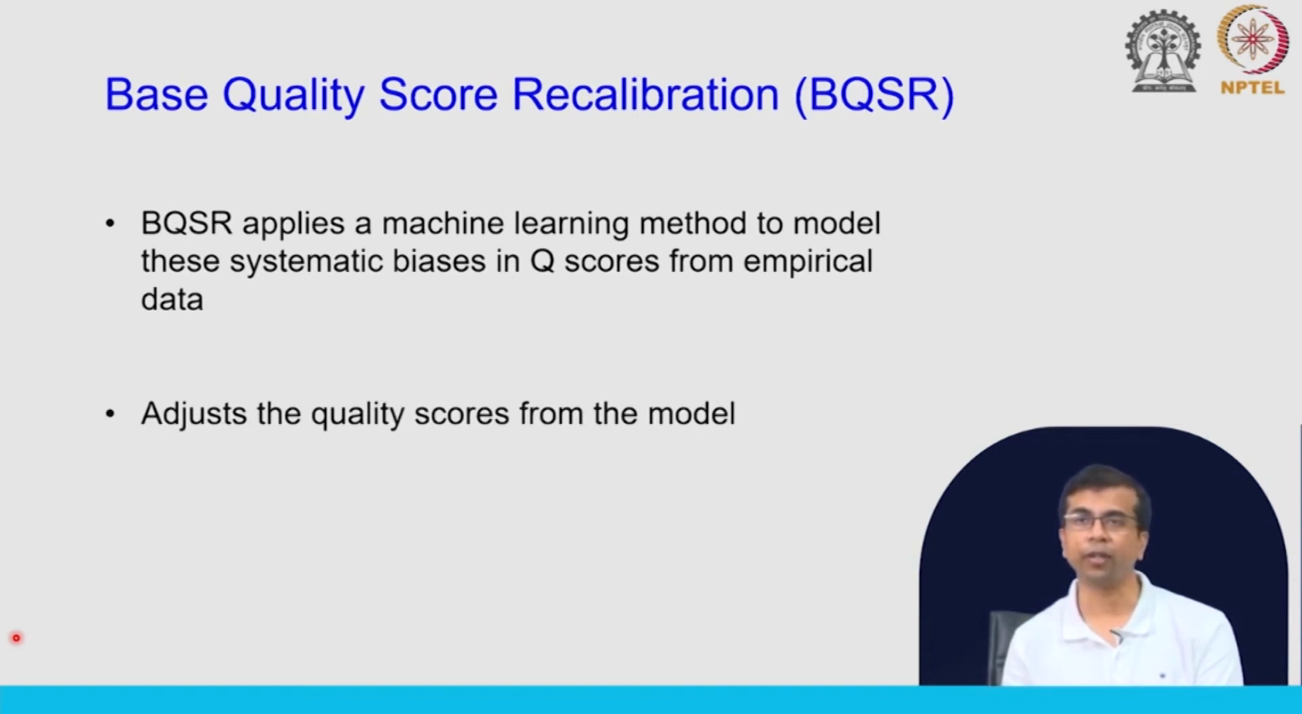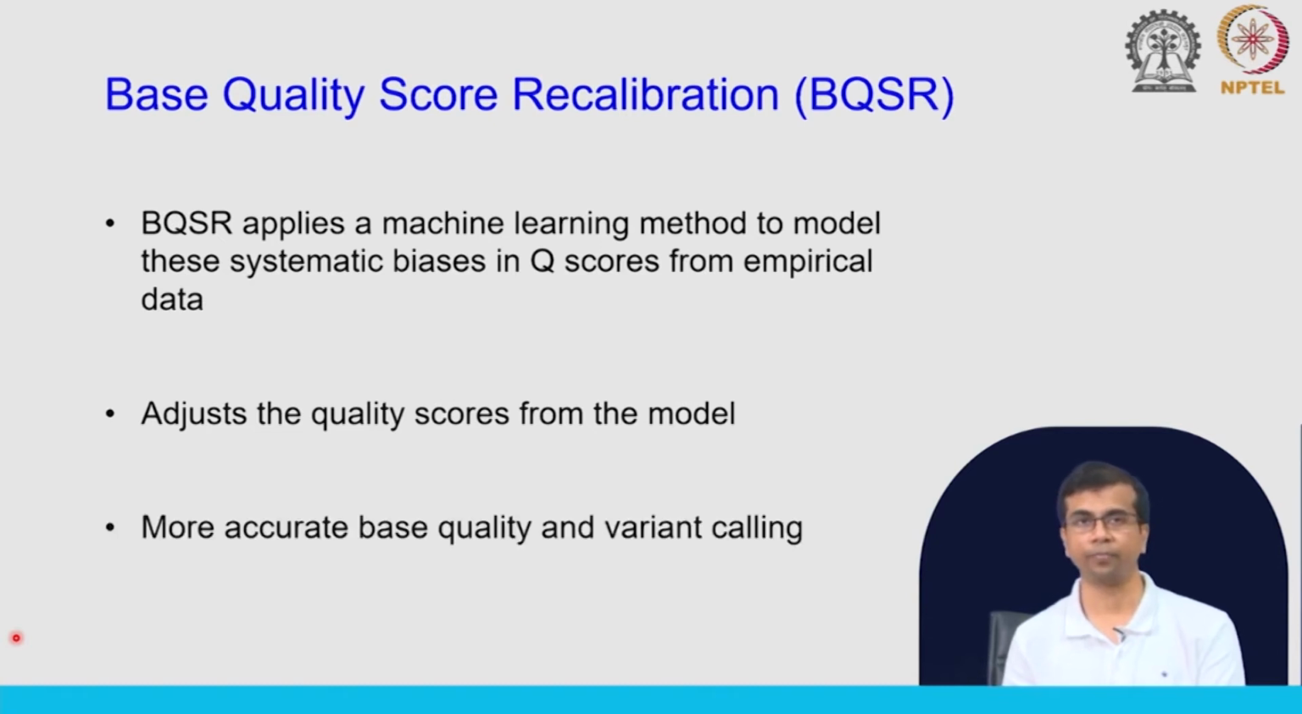One thing we need to keep in mind is that when it is adjusting the quality score, it will not change the base. For example, if you have a base and its quality score was 20, it might readjust the quality score to, let us say, 18, but it will not say that A is very low quality, but it was actually T in the original sequence. It cannot do that. It is not designed for that. And if you do this recalibration, it leads to more accurate base quality and more accurate variant calling.